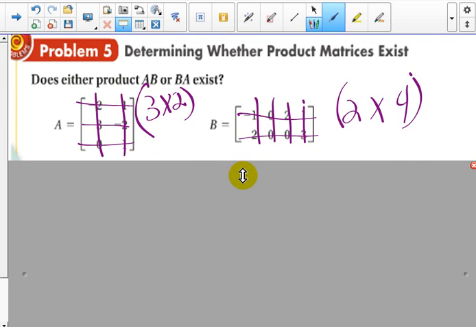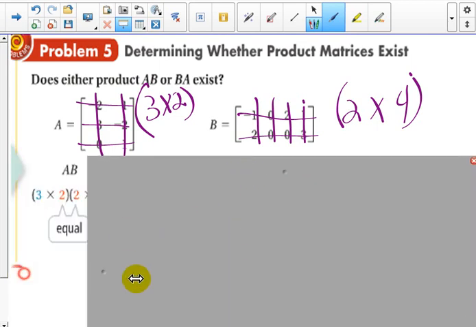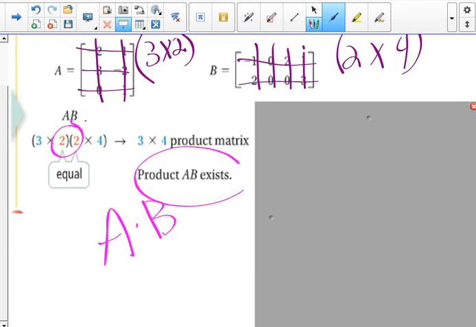Well, we're going to have to go 3 times 2 and 2 times 4. Oh, I hate this. Let's do this side. There we go. All right, so we've got a 3 times 2 times a 2 times 4 matrix. Look at your two middle numbers. They are the same. So the product A times B does exist.